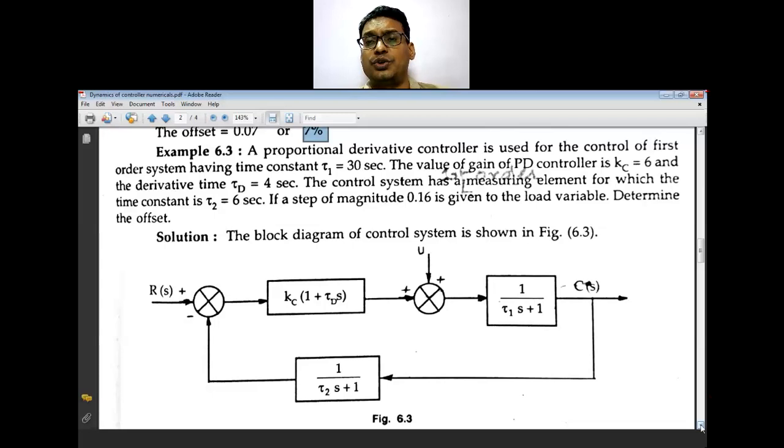If a step of magnitude 0.16 is given to the load variable, determine the value of offset. Now the system is more complicated in this case. A PD controller is provided, the first order system with time constant tau 1 of 30 seconds is provided, then the measuring element, 1/(tau 2 s), is also provided.